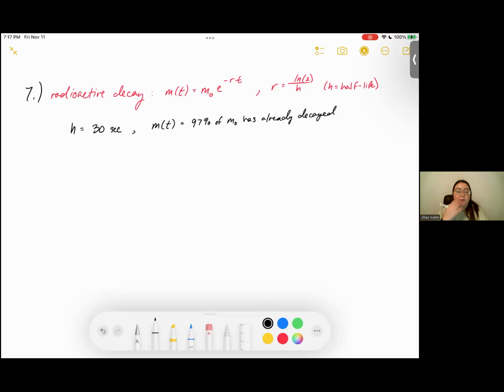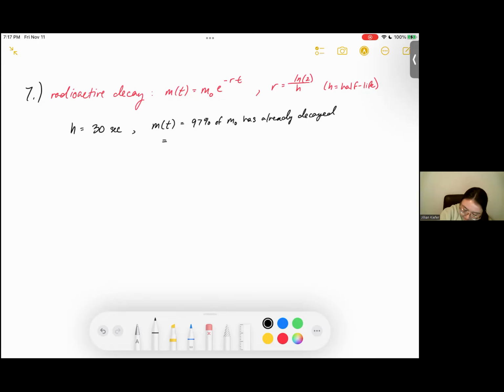All right, so with our radioactive decay model, we have M of t is equal to M naught times e to the power of negative rt, where r has a specific formula. r is equal to the natural log of 2 divided by h, where h is the half-life. We said that radium-221 has a half-life of 30 seconds, and 97% of the original amount has already decayed. So we say that M of t is 97% of the original amount that's already gone.